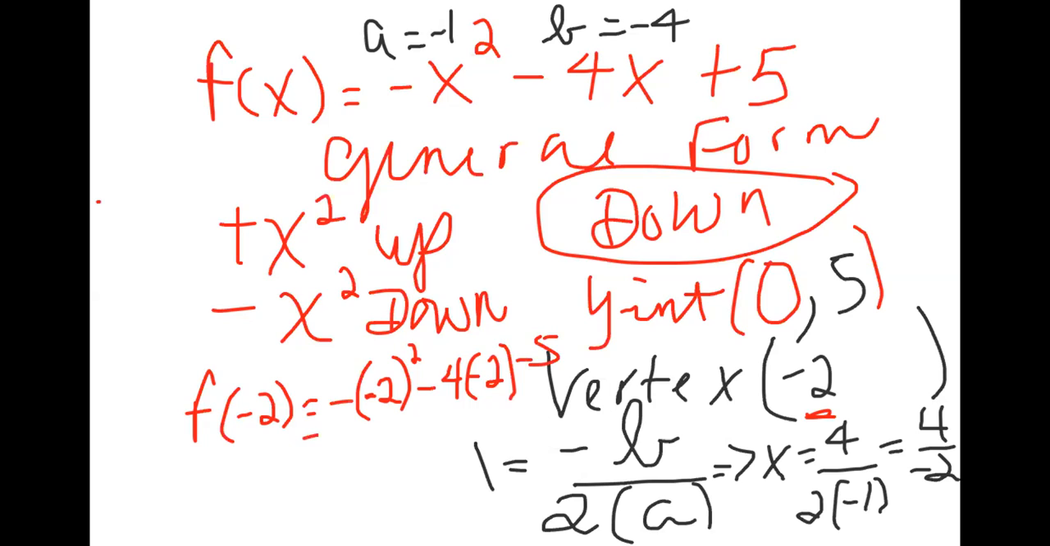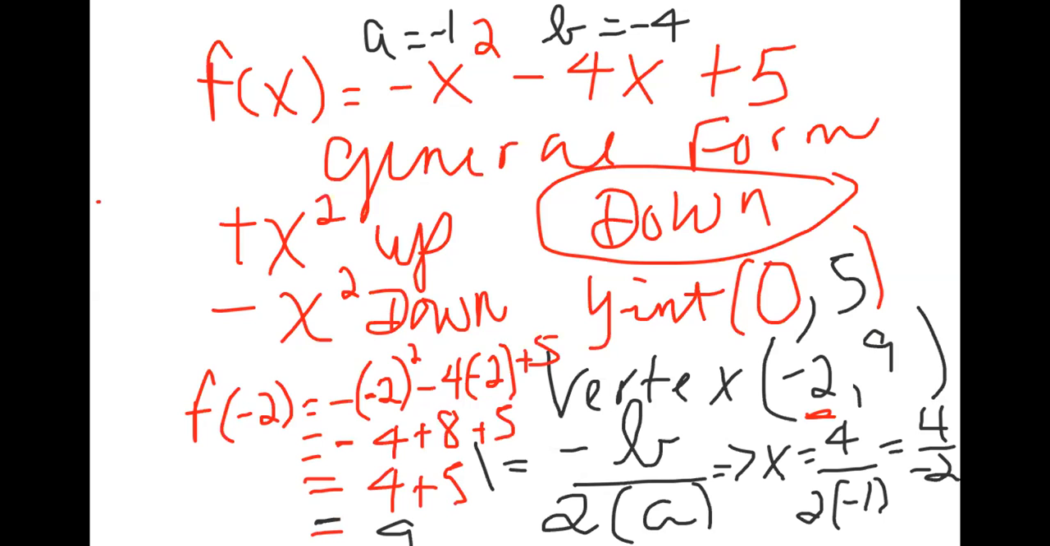So I'm going to bring down this negative. -2 squared, that's 4. -4 times -2, guys, that's +8. And then +5. -4 plus 8 is 4. 4 plus 5 gives me 9, guys. It's supposed to be a +5, I don't know why I was saying -5. So guys, that's the y value of the vertex.